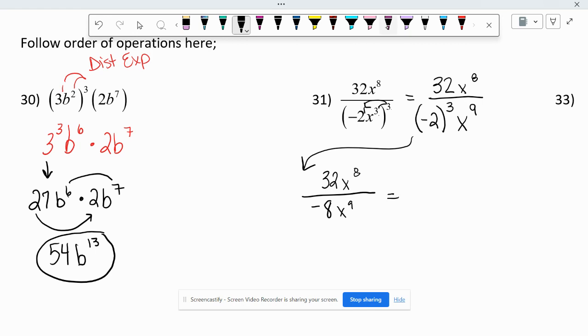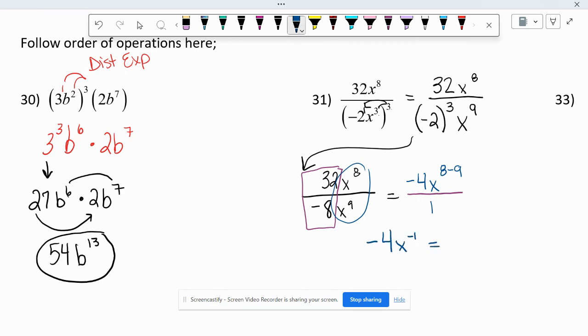So the rule says that first you're going to divide your coefficients. 32 divided by negative 8 is negative 4. Then the rule says if the base is the same and you're dividing, you subtract the exponents. I don't have anything in the denominator now, so I'm going to put a 1 there. What is 8 minus 9? So I end up with negative 4x to the negative 1 power.